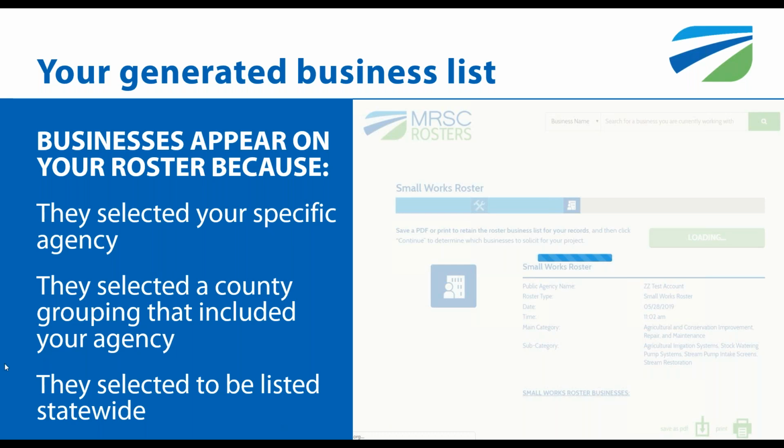And then I do want to touch on how businesses end up on your generated roster. A business is going to end up on your roster in one of three ways. They individually selected your specific agency, or they use the enhanced membership and selected to be listed with all participating agencies in the county where you're located, or they use the enhanced membership and selected to be listed statewide with all participating agencies.